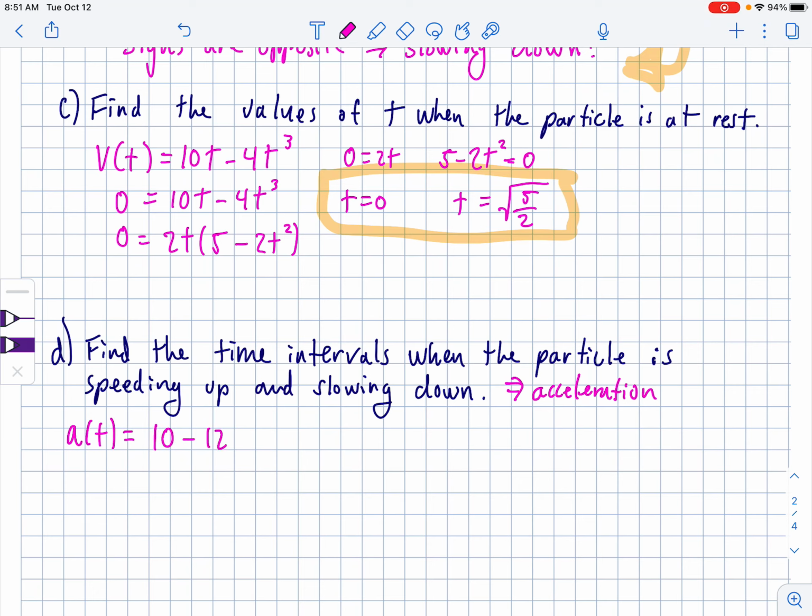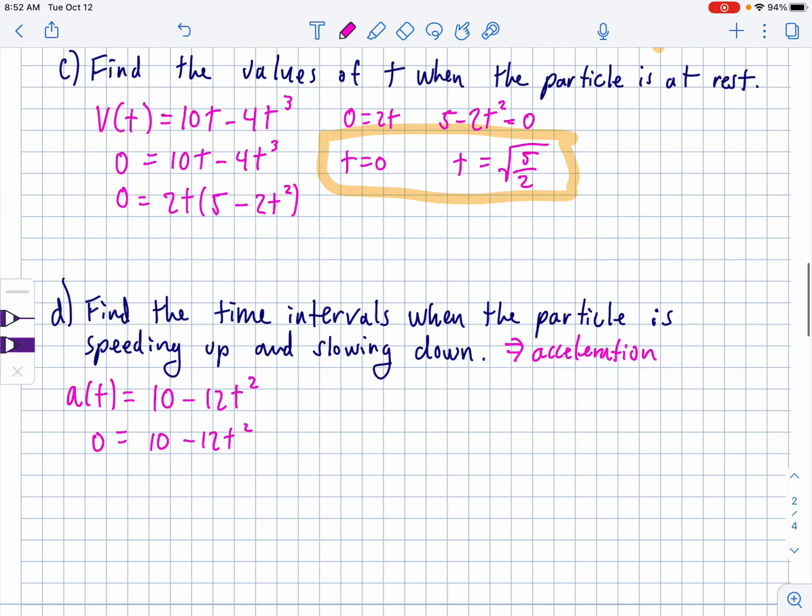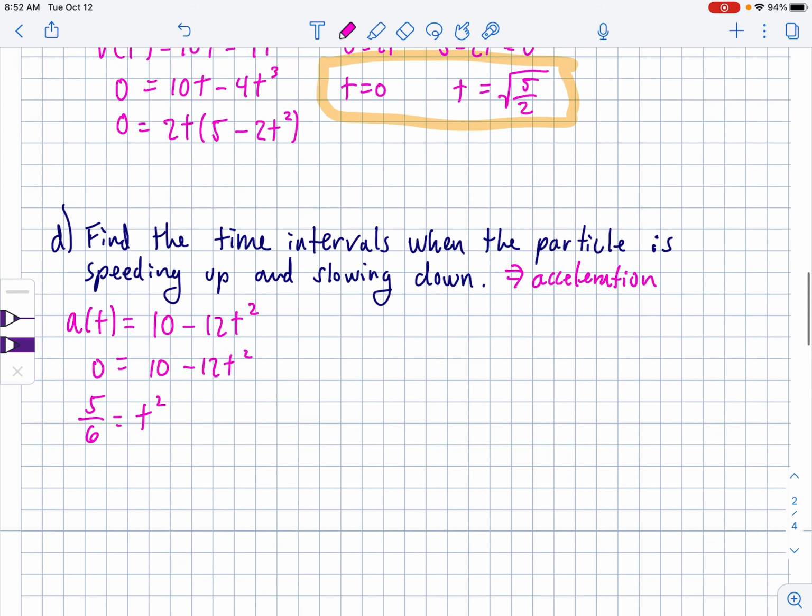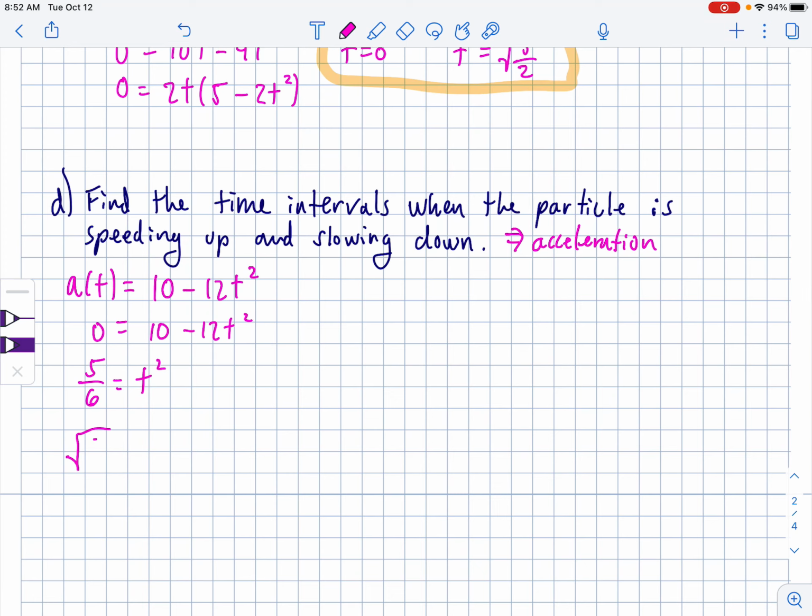So first, let's look at the second derivative, which is a of t. And a of t was 10 minus 12t squared. When we set that equal to 0 to figure out when it changes, you subtract 10, divide by 12, which is 5 sixths. So then you take the square root. Once again, we don't have to do the negative because it's time, so it can't be negative in this case.